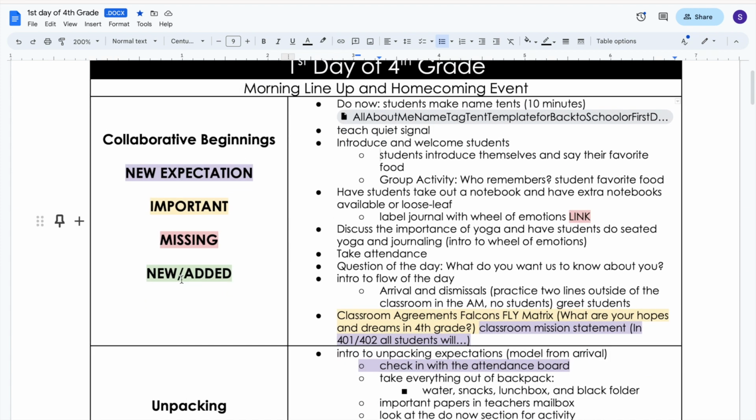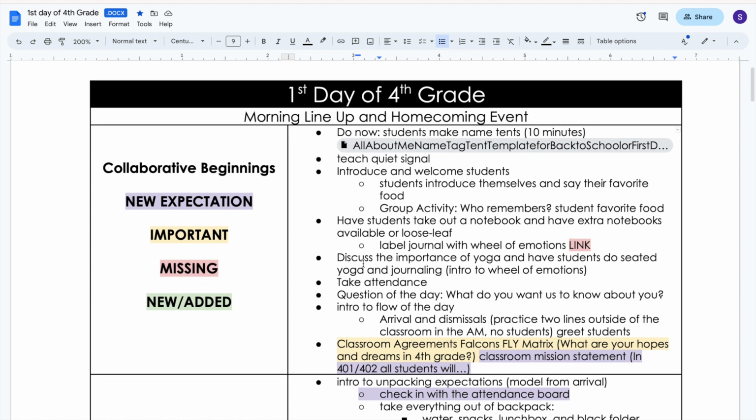You will see that some of these things are color-coded, and purple means that it's a new expectation that I'm introducing this year. White or yellow is that it's extremely important. Like if I don't have time to do the other things, these are the priorities. Red is that it's missing a link or missing some information, and then the green is that it was new or added by one of my teammates.